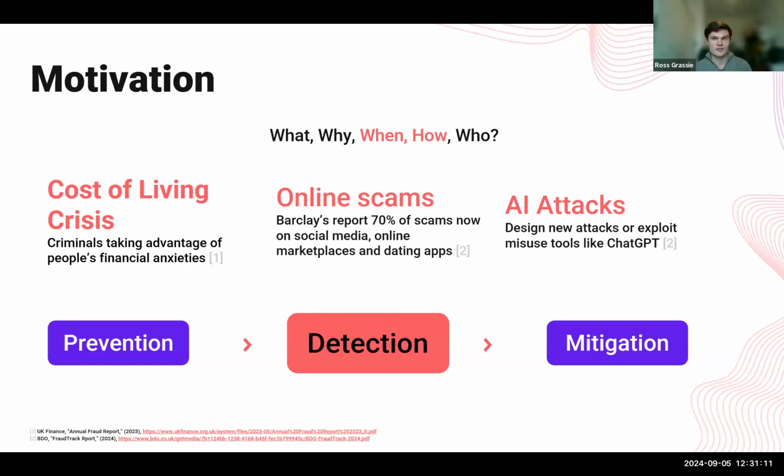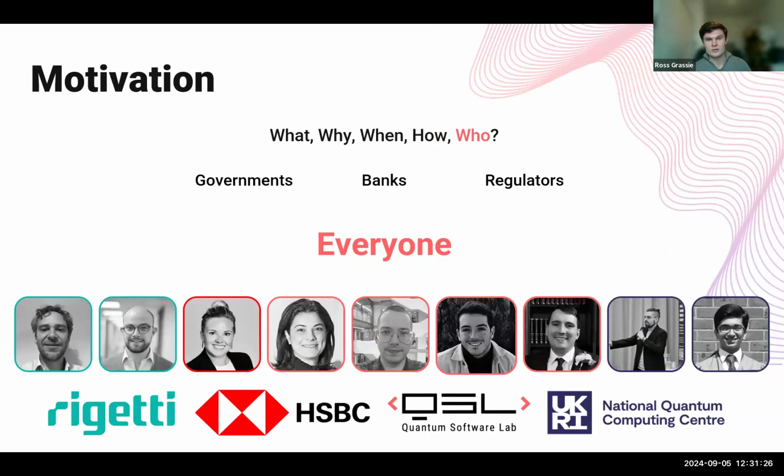And how could we think about tackling fraud? Normally it's kind of split into prevention, detection, and mitigation. In this particular project, we're just going to concentrate on the detection aspect. And who is involved in this? Well, governments, banks, and regulators are the people who are generally on the front line trying to catch fraudulent instances, but it kind of affects everybody in the entire economy, whether it's your money that's being stolen or you're being impacted by the way that that stolen money is being spent.